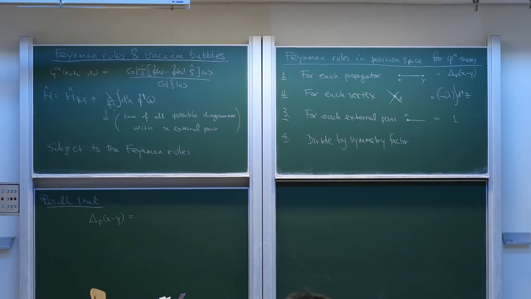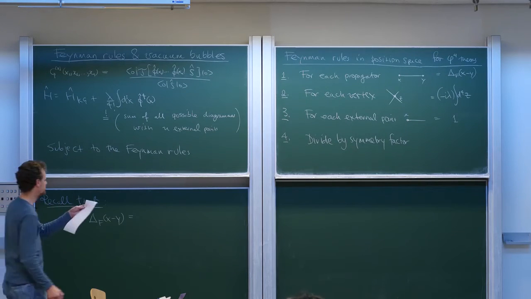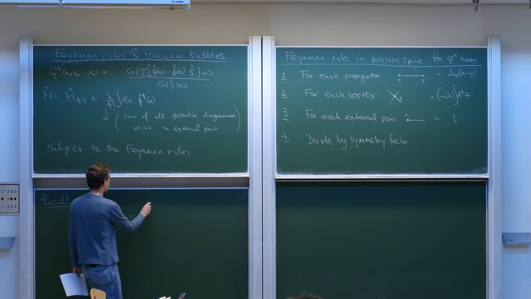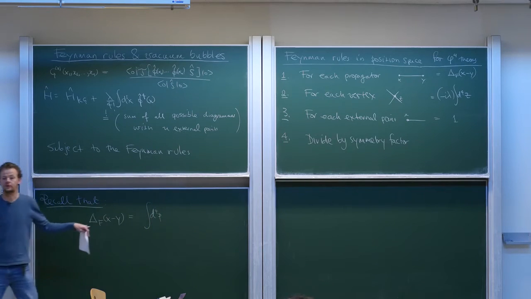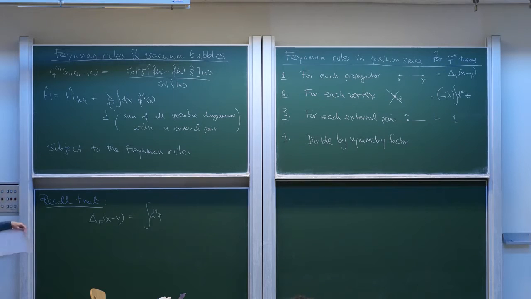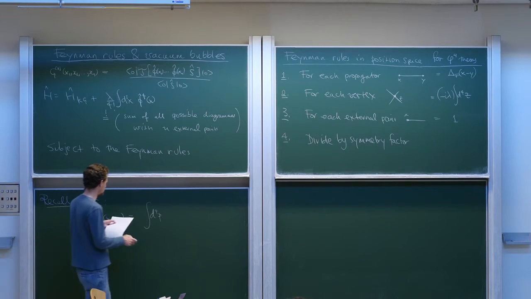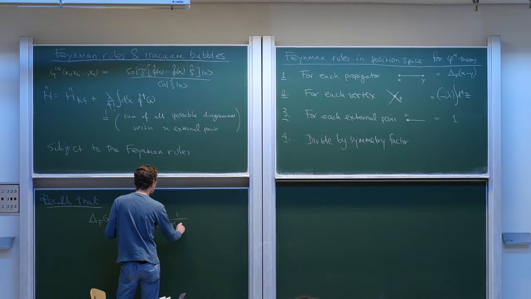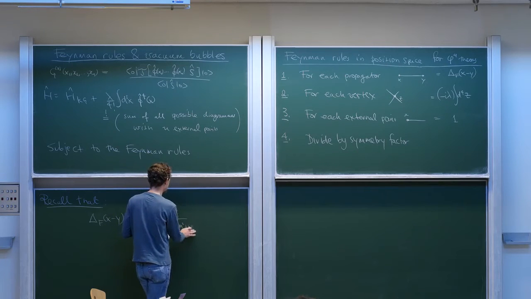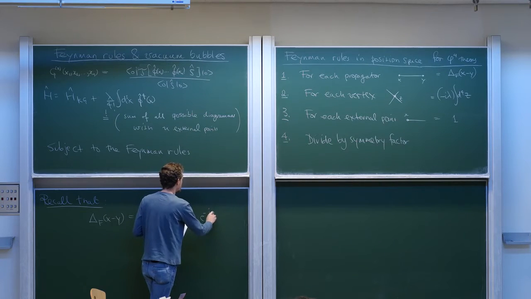Instead, we'll talk about vacuum bubbles. Oh no, here we go. No, that was right in front of me the whole time. We have this expression for the Feynman propagator in terms of an integral in momentum space. Here it is, right? It's just this Fourier transform.